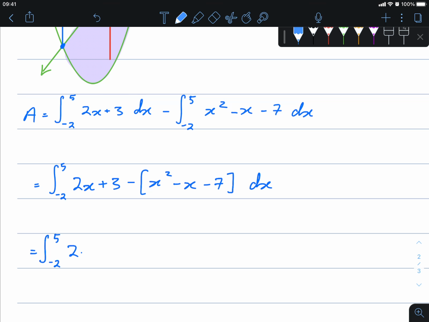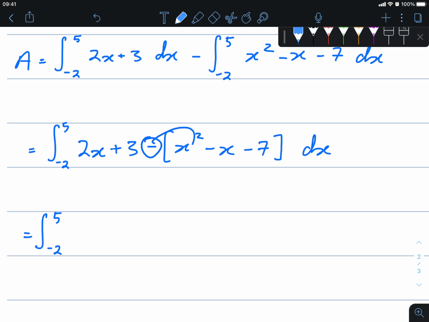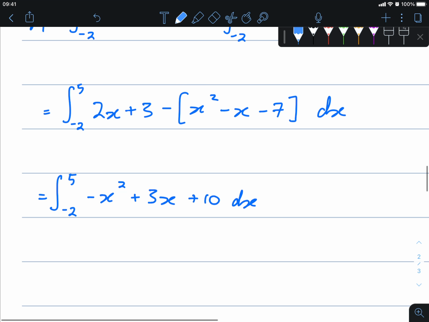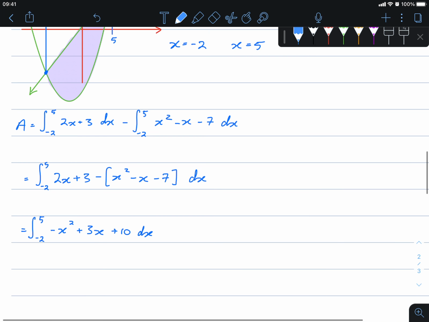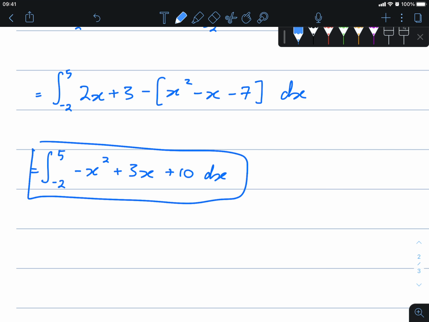Actually, let's now just combine the two. Negative x squared, 2x minus x, that's 2x plus x, so that becomes 3x. 3 minus 7 becomes plus 10 dx. So this problem that we had, which was very large, has now simplified down to a regular definite integral.